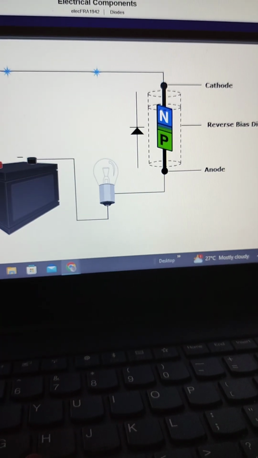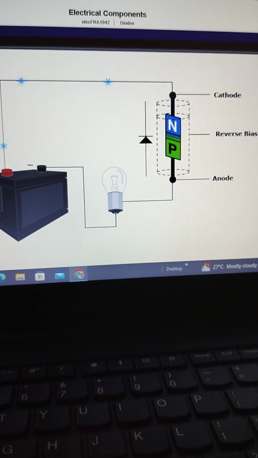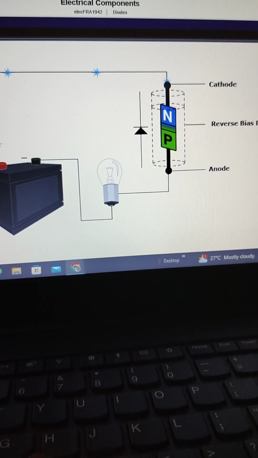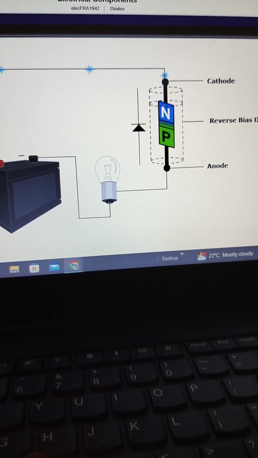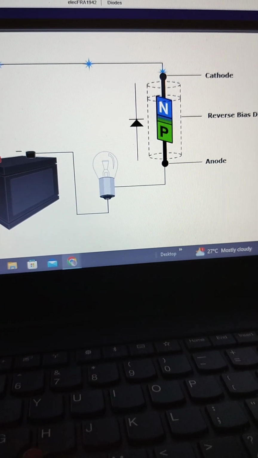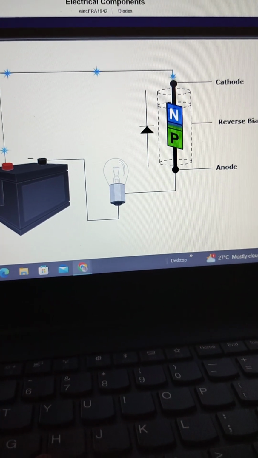A reverse bias diode is a diode that is connected to voltage so that there is no current flow. Ground is applied to the P-type material, and positive voltage is applied to the N-type material. In this state, the diode acts as an insulator.